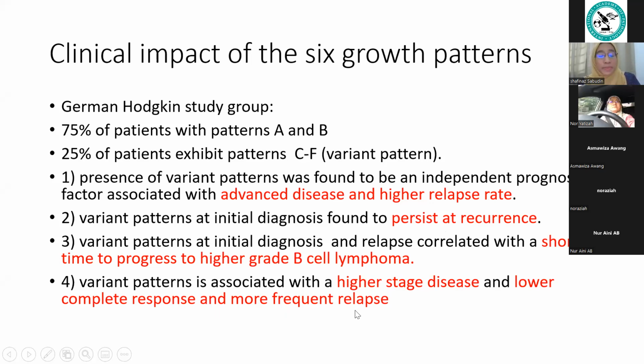relapse. So that means variant pattern is very important to identify, especially pattern C and pattern E, because they usually present with advanced clinical stage disease and will relapse more frequently. They will be resistant to chemotherapy, and they have a higher tendency to progress to higher grade large B-cell lymphoma.